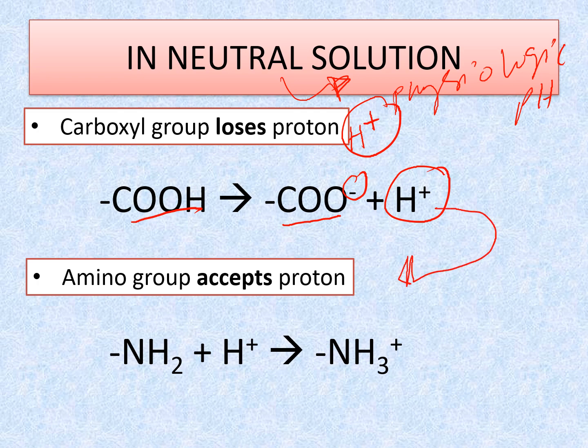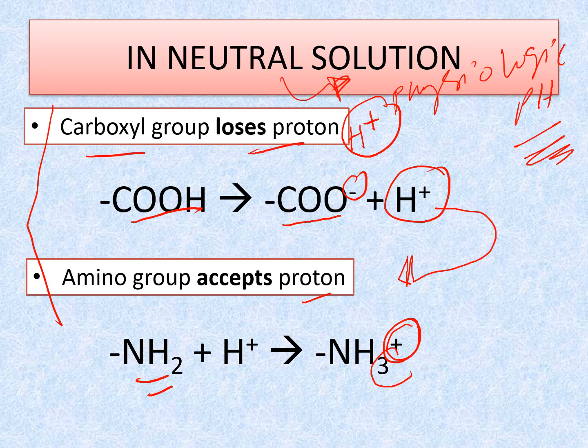Why? Because the normal behavior of your amino group is to accept proton. From NH2, for example, mangin NH3 na lang with a positive charge na gina-carry. Please do take note, these are the normal behaviors of your carboxyl group and amino group in neutral solution or physiologic pH. The carboxyl group will lose proton, the amino group will accept proton. What is a proton? That's your H plus.